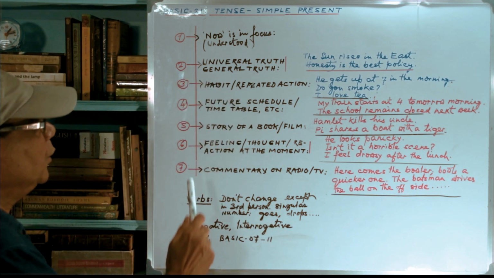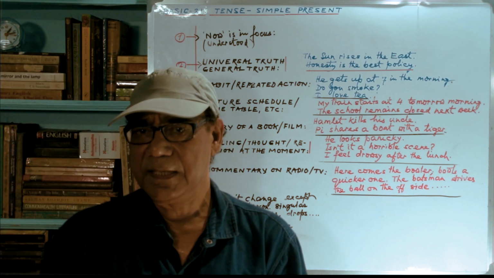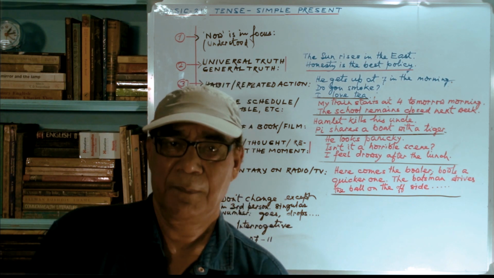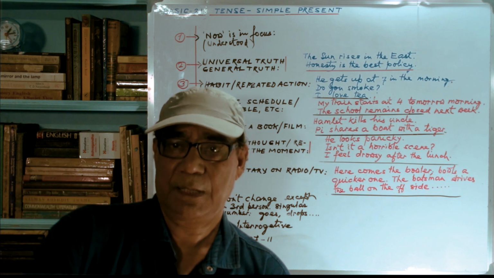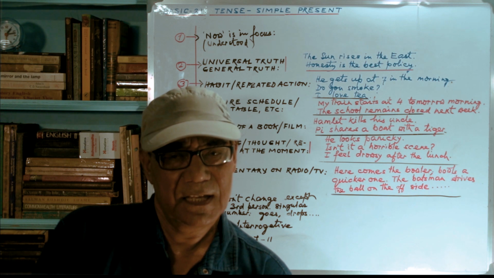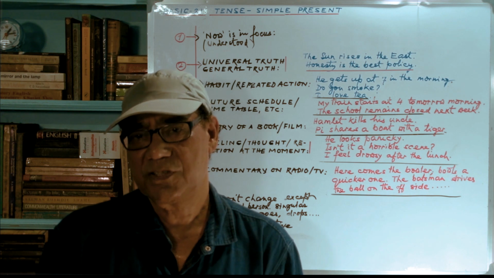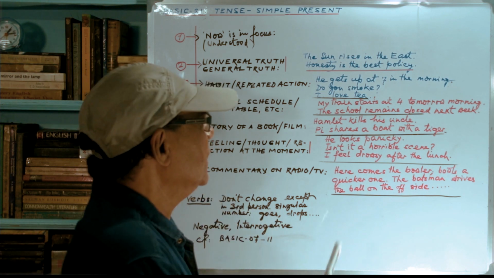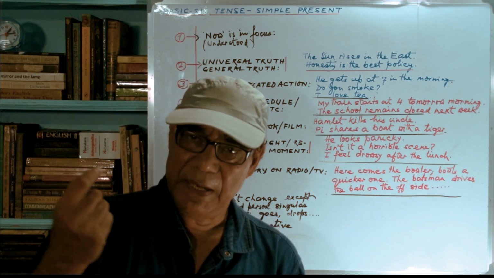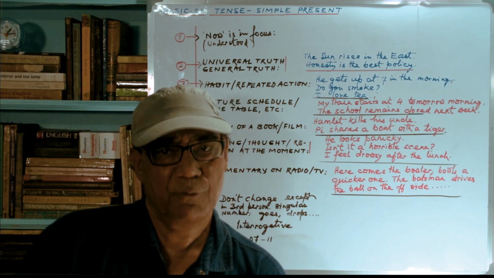Now next, future schedule, timetable, etc. Future schedule means something that has not yet taken place, that is supposed to take place in future, but that something will take place, that much is decided. In that case, it is a question of schedule or timetable. My train starts at 7 in the morning next day. My train starts at 4 tomorrow morning. We have already mentioned the word tomorrow. That means it will take place tomorrow. This is an example of future tense.